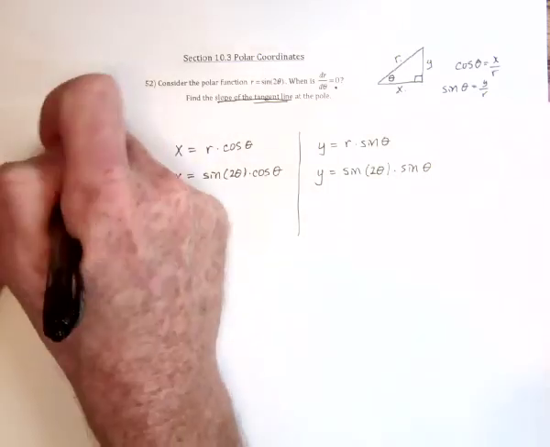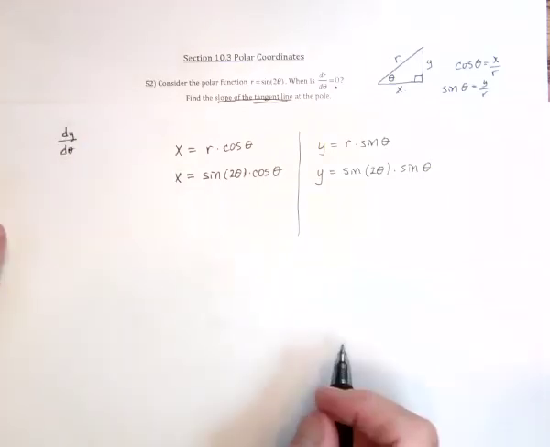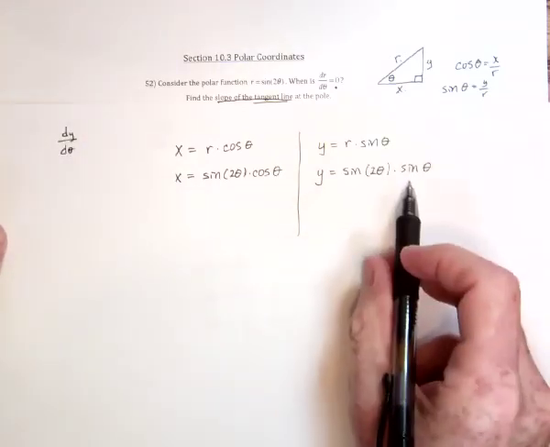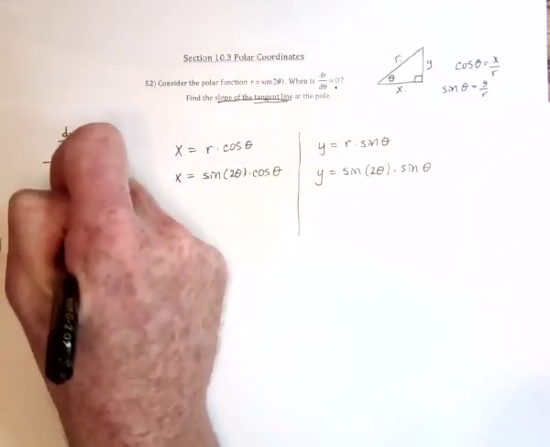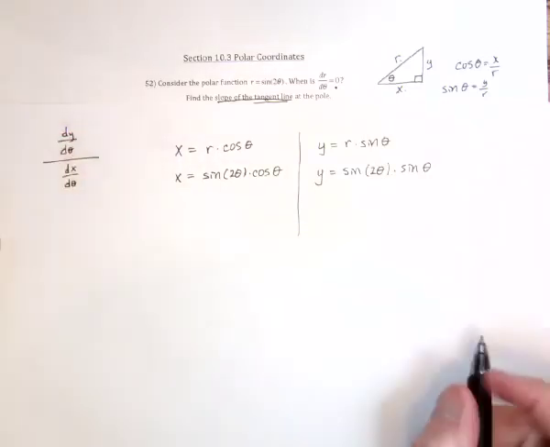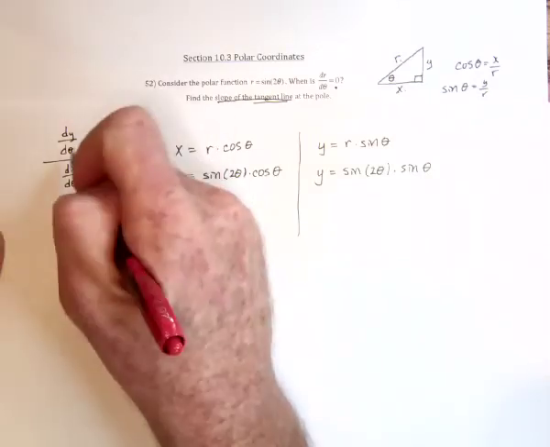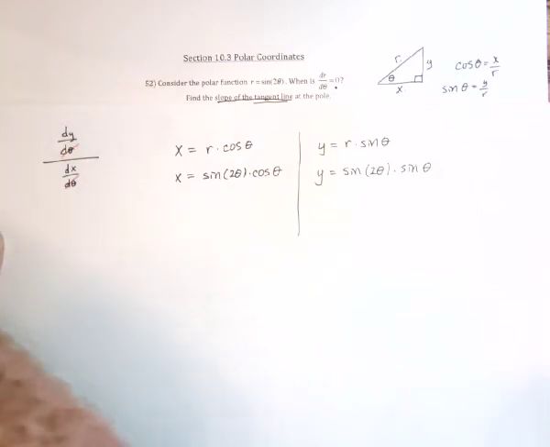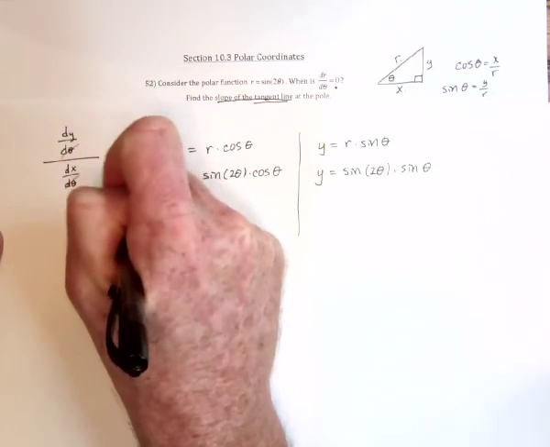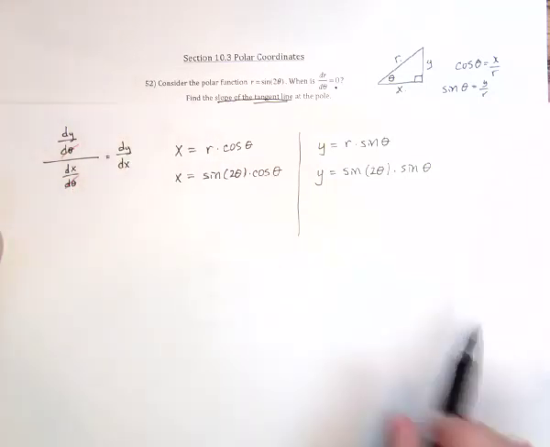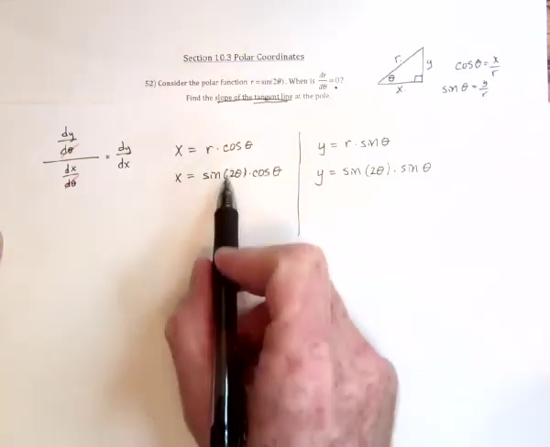So we would then be able to find dy d theta, take the derivative, use the product rule. We'd also be able to find dx d theta. And then if you divide those, the d thetas are going to cancel and you're left with dy dx. So that's how you find the slope of a tangent line when you're dealing with polar functions. So let's go ahead and take the derivatives here.